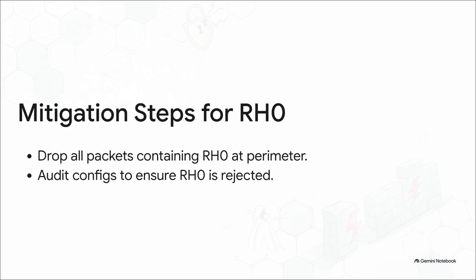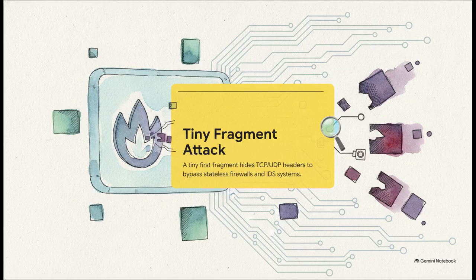You absolutely cannot assume your firewall just ignores RH0 by default. You have to explicitly configure your perimeter devices to drop all packets containing RH0. There is literally no legitimate modern use case for it. Plus, you really need to actively audit your router and firewall configs to ensure it is explicitly rejected, not just passively ignored.